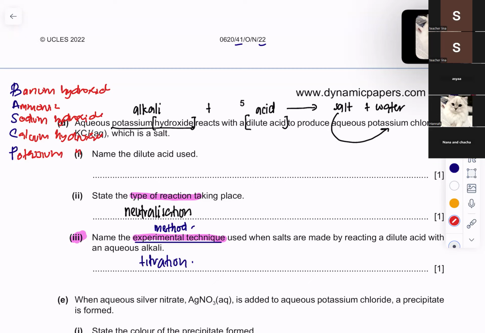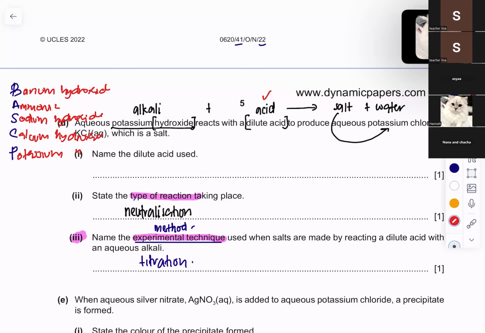So after that, is it clear, Hannah? Yes. And then acid plus alkali gives the salt plus water. Any alkali plus acid gives salt plus water. This one we learn in chapter 11, the typical reactions of acid.